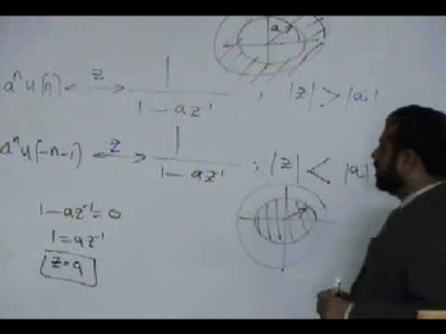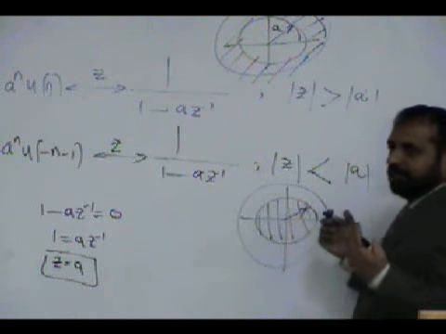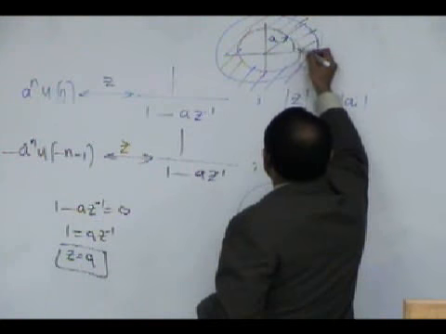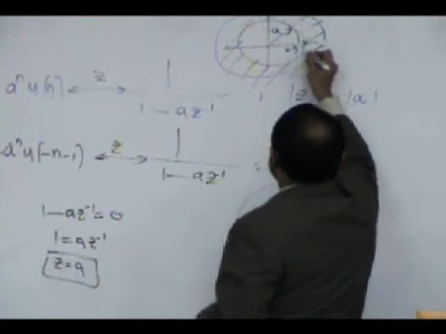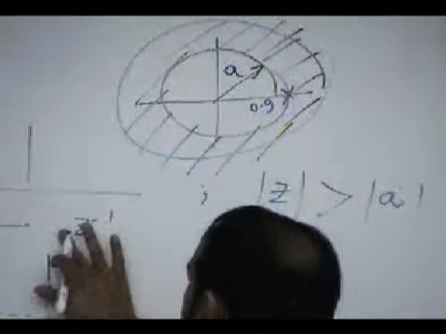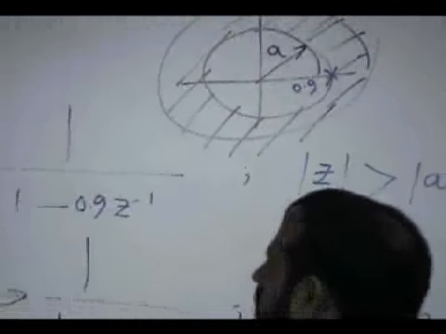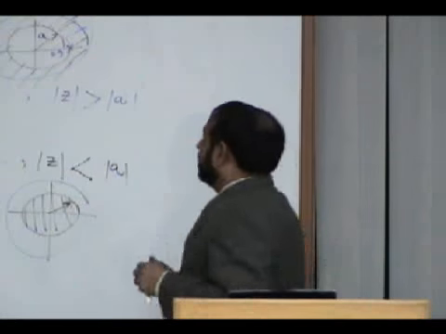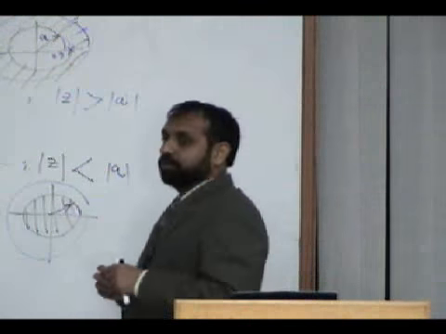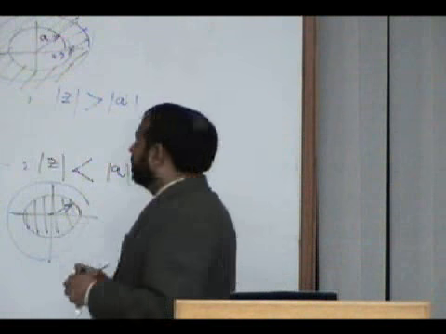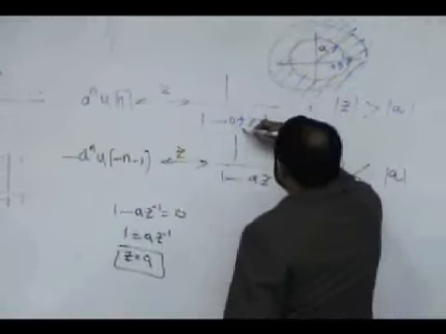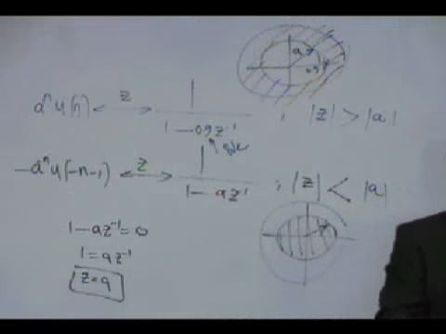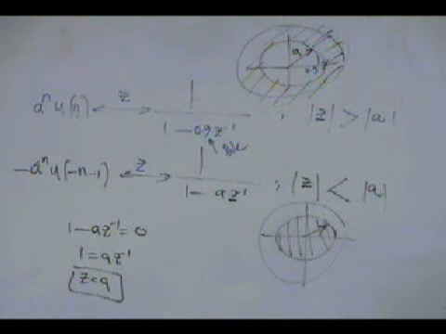If this is the root, let's say A is 0.9. So you can actually go and plot the root, A is 0.9. You plot the root of the denominator, and the root of the denominator is called the pole of the system. The root of the denominator is called the pole of the system.